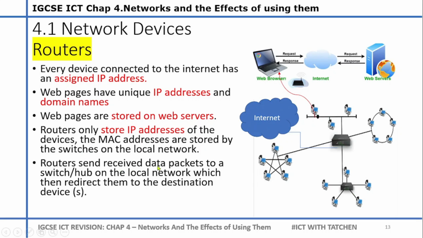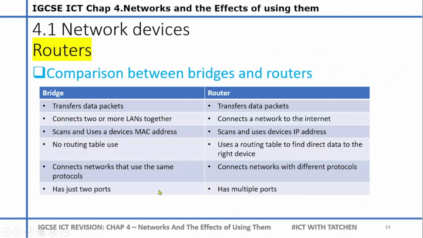Now, routers can send and receive data packets to the switch on their local network, which then redirects them to the destination device. So if I send from here, it moves past, enters into this router, and it knows that message is coming to this hub or this switch, and this switch checks the message and sees that that message has to go to this PC. So basically, that's what's happening.